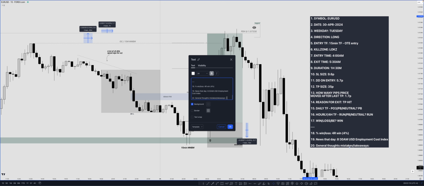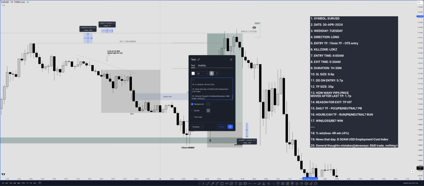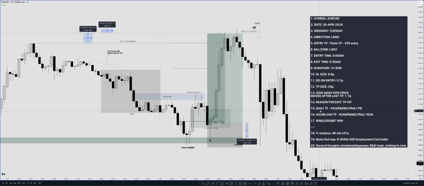And lastly, that's where you want to put all your thoughts, mistakes, takeaways, everything that's on your mind basically regarding that particular scenario, that particular trade. So in this case, let's put it as bread and butter trade, nothing to note. And here you go, guys. These 20 points is the foundation that you want to use. Again, I don't know what strategy you trade, so you can play with this. You can add some, delete some, change some, and stuff like that.